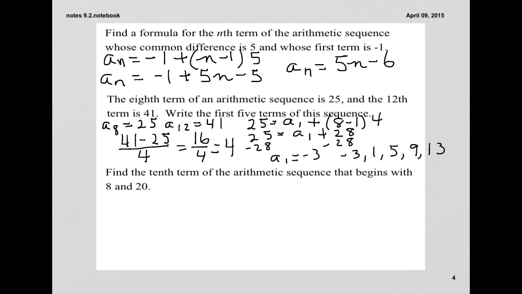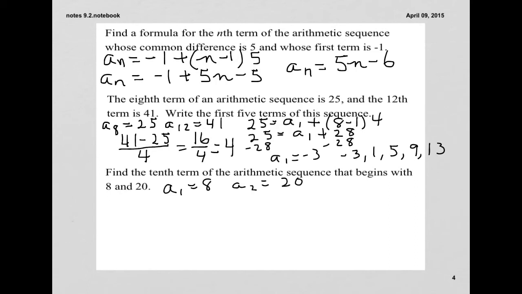Okay, one last example. I want to find the 10th term of an arithmetic sequence that begins with 8 and 20. That means term 1 and term 2 are 8 and 20, respectively. So a sub 1 equals 8, and a sub 2 equals 20.